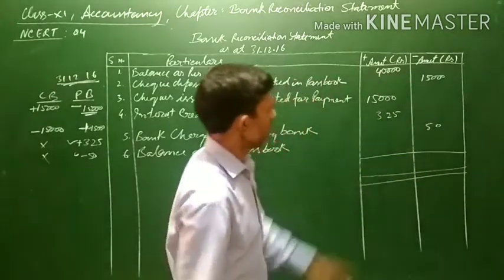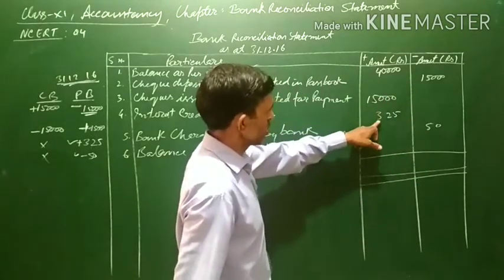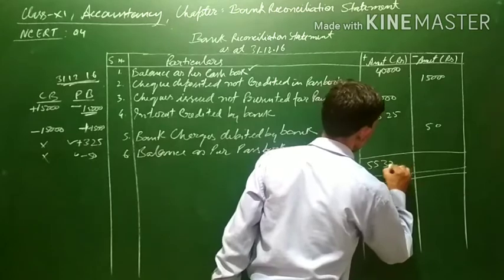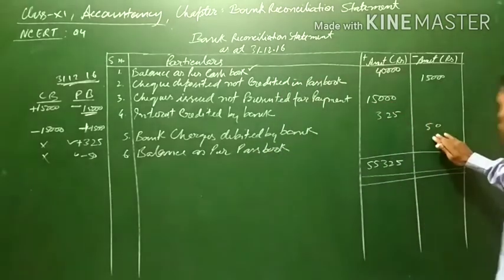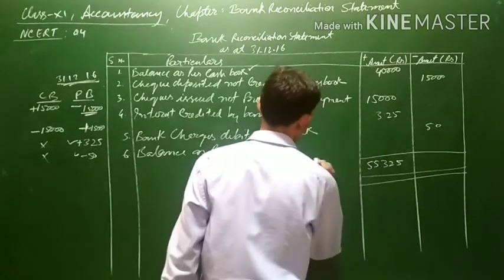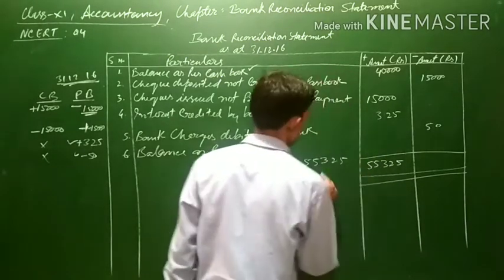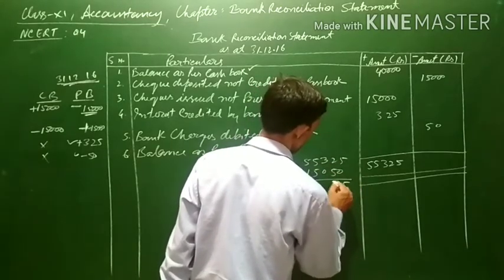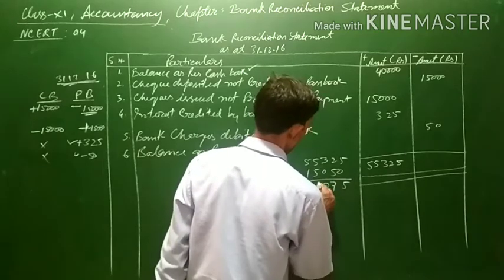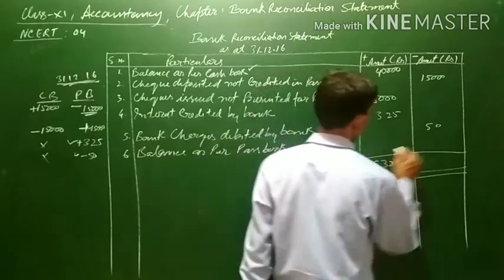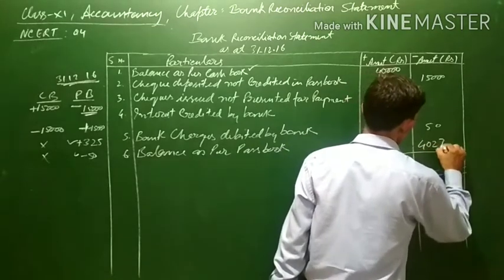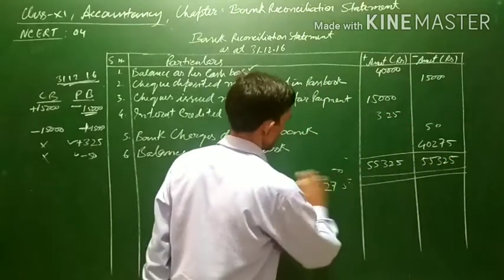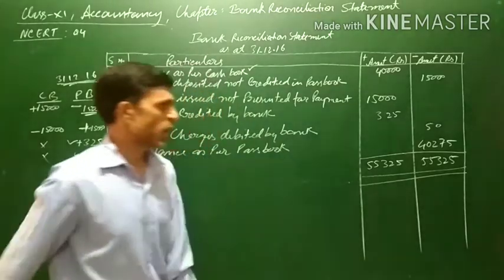Totaling will be 40,000 plus 15 plus 325. It will come to 55,325. Now this will be deducted, 15,050. 55,325, deduction is 15,050. 5, 12 minus 5 is 7, 2 and 0 and 4, 40,275. So 40,275 will be the balancing figure. Here we will be writing 55,325. This will be the balance as per passbook.